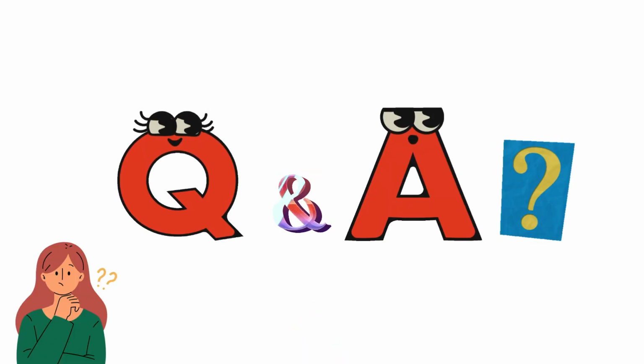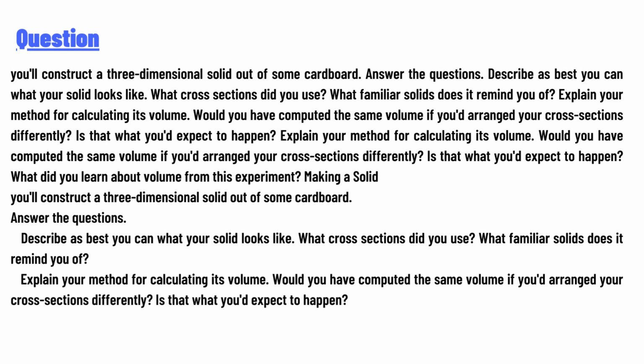So our today's question is: you will construct a three-dimensional solid out of some cardboard. Answer the question. Describe as best you can what your solid looks like. What cross sections did you see? What familiar solids does it remind you of? Explain your method for calculating its volume. Would you have computed the same volume if you had arranged your cross section differently? Is that what you had expected to happen?